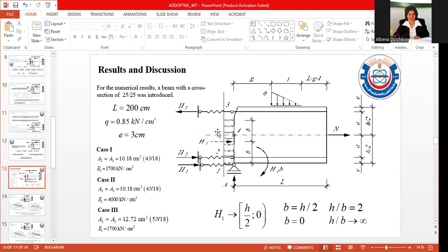H1 moved along the height of the beam. The position of H1 is possible to find in the interval H divided by 2 to 0, and it is possible to see the position as a ratio H divided by B. This ratio changes in the interval 2 to infinity.